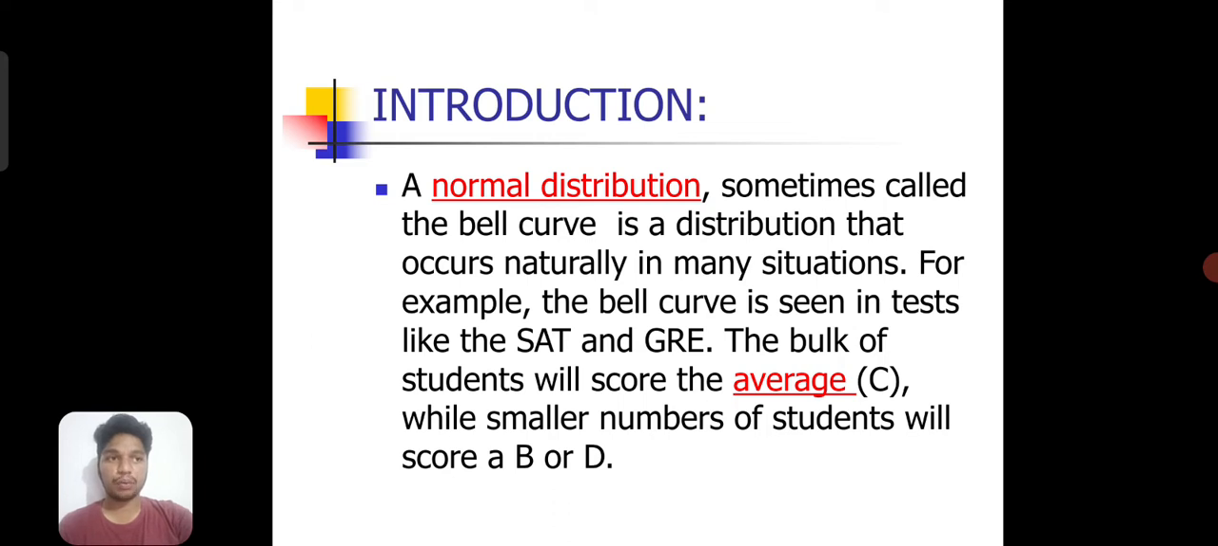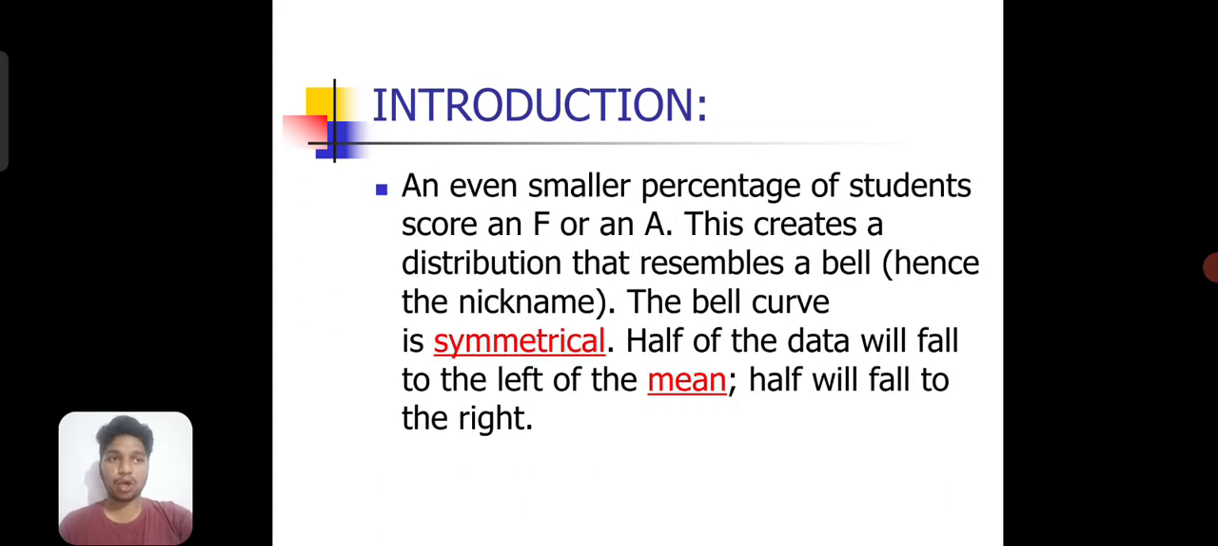Introduction. A normal distribution, sometimes called the bell curve, is a distribution that occurs naturally in many situations. For example, the bell curve is seen in tests like the SAT and GRE. The bulk of the students will score the average C, while a smaller number of students will score A, B, or D. An even smaller percentage of students scores an F or an A. This creates a distribution that resembles a bell, hence the nickname.